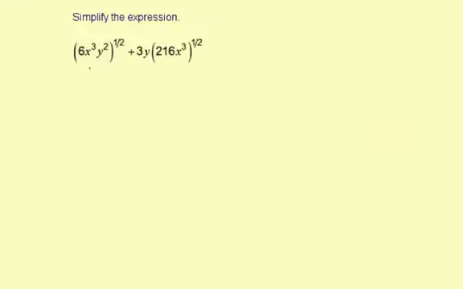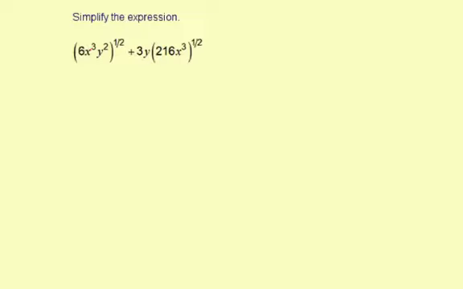Simplify the expression. We have (6x^3 y^2)^(1/2) plus 3y times (216x^3)^(1/2). So if we're going to add these, we need to change how they look a little bit and see if we can make it so it has the same variable parts.